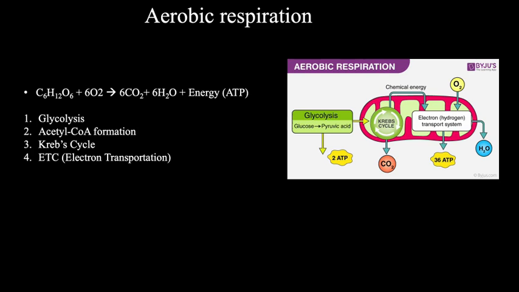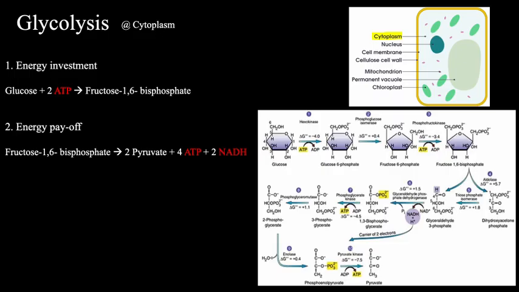Under normal conditions, the cell digests food with the presence of oxygen. Therefore, aerobic respiration converts glucose to energy, as shown in this equation below. However, this equation is a net equation of 4 consecutive steps: glycolysis, acetyl-CoA formation, Krebs cycle, and electron transport chain, or ETC. First, glycolysis occurs in the cytoplasm.